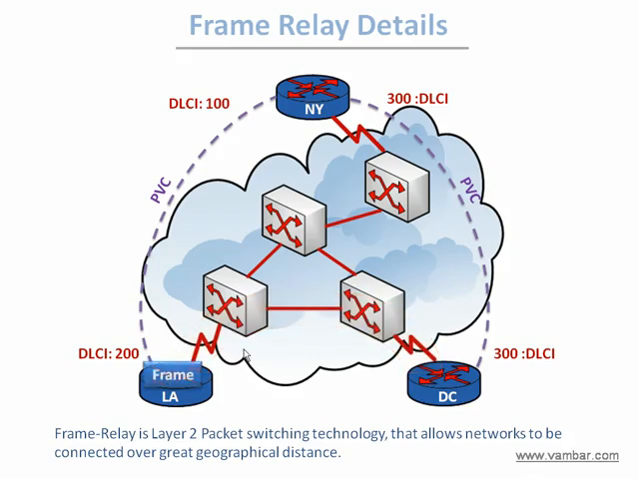So if LA wants to talk to DC, the LA router needs to use DLCI number 200 to go to the New York router, and then the New York router has to use DLCI number 300 to send the packets to the DC router. Physically, the packet or the frame takes this path, and it is predefined, as we said, by the virtual circuits.